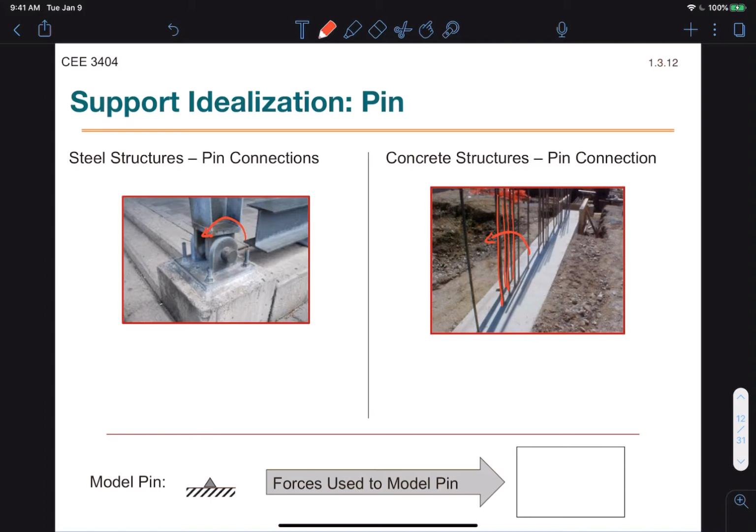So we think about a pin, or we draw a pin as a triangle on a grounded base, as you see there. And we model it as a support reaction in the vertical direction, which we usually call Ry, and a support in the x direction.